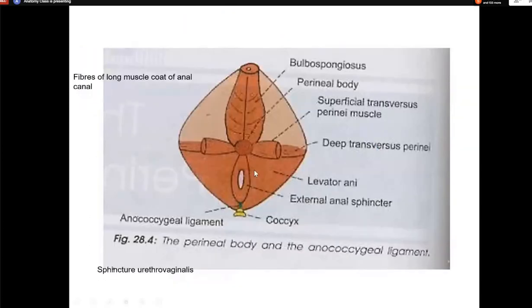So over here, at the perineal body, can you see the superficial and deep transverse perineal, external anal sphincter, levator ani, and the bulbospongiosus and sphincter urethrae? So all these muscles are attached to the perineal body.